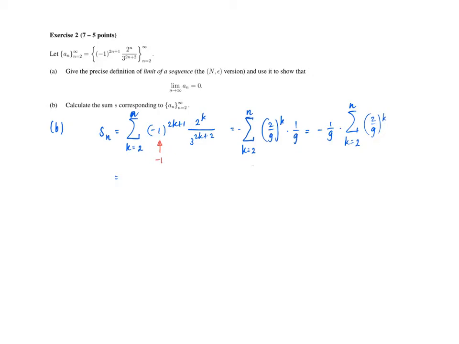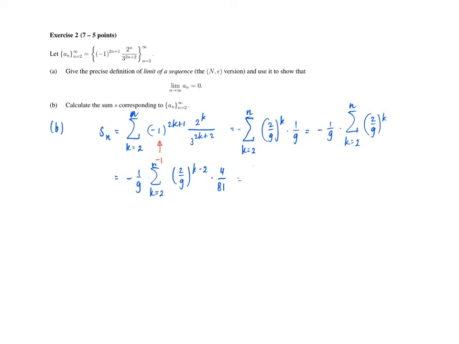Which equals, well, actually we see a term here, and we recognize a geometric series. So what we're going to do is let this sum start at 0. How are we going to prepare this? Well, first we write 2 over 9 to the power k. We take out 2 over 9 to the power 2.